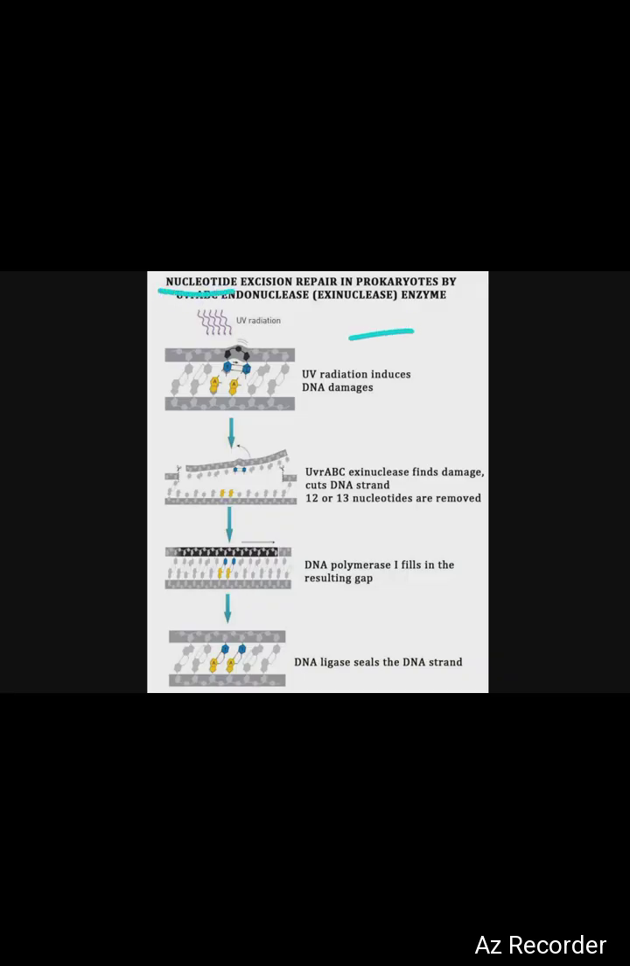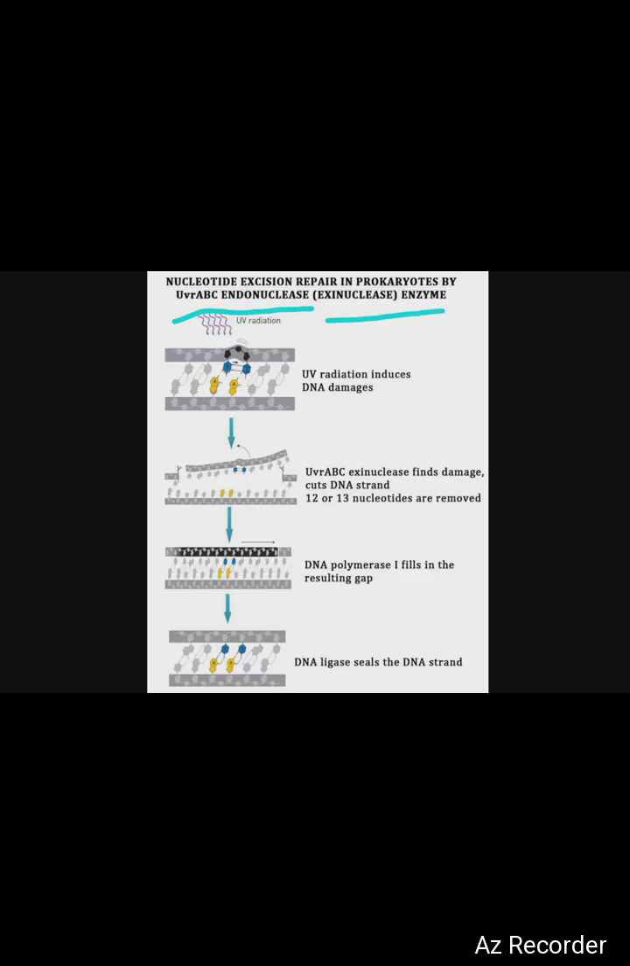Nucleotide excision repair happens in prokaryotes and also in eukaryotes. It is done by the UvrABC endonuclease, or you can say exonuclease, enzyme.